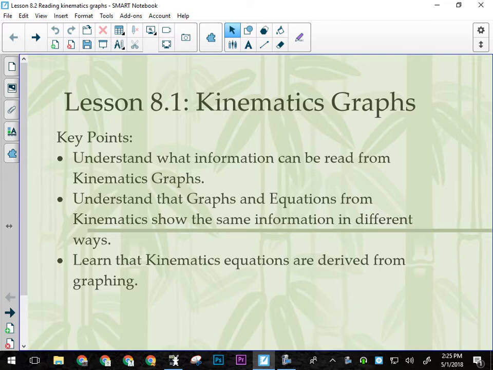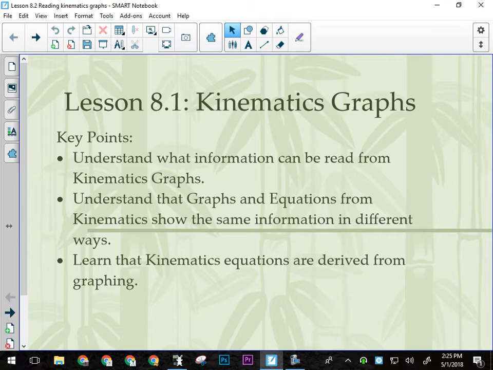Okay, so what we need to learn today is what can I get from those graphs? What can I read directly off of them? How can I look at the shape of the graph and kind of assume or determine what's going on? And how can I calculate certain values from these graphs?